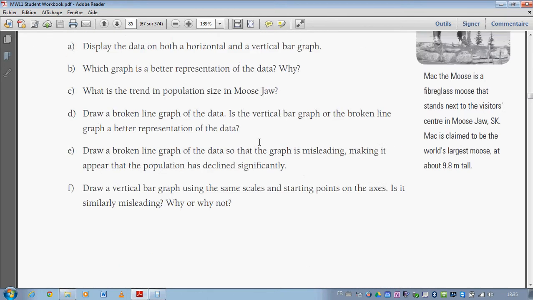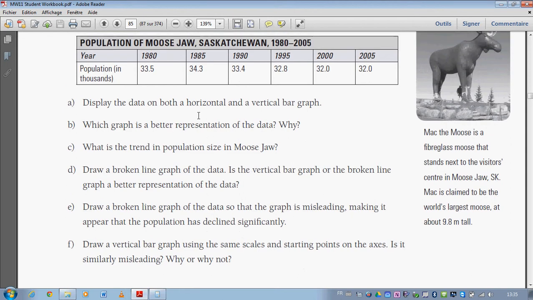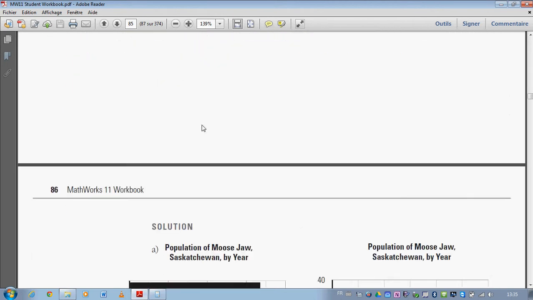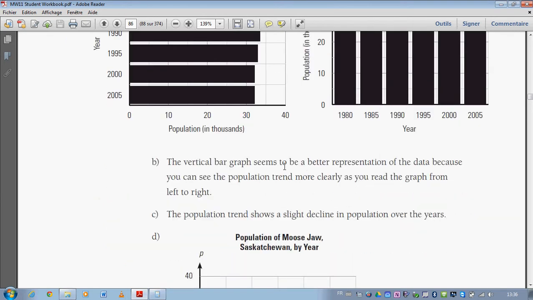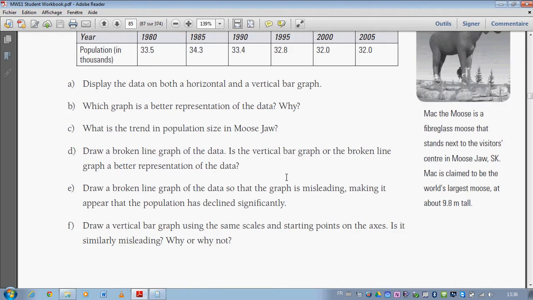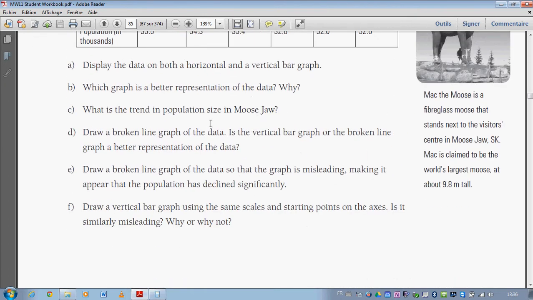Okay. Which graph is a better representation of the data? Why? Likely the vertical bar graph will be the better representation because you can see the fluctuations better and more easily than you can in a horizontal bar graph. You can see the population trend more clearly. Part C is asking, what is the trend in population size in Moose Jaw?